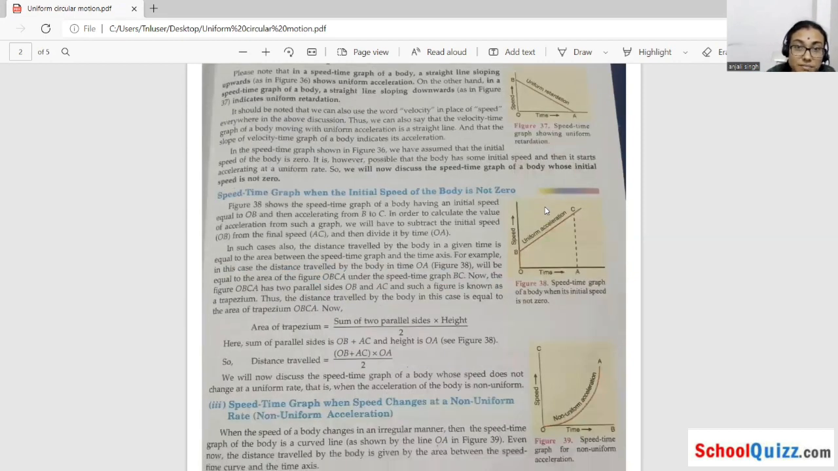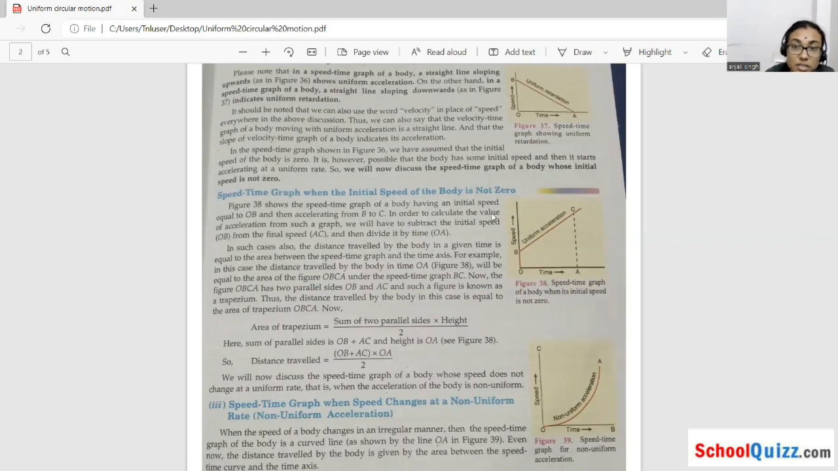So the next graph is again a speed time graph. Here it is again a uniform acceleration, but the acceleration is decreasing. I told you the decreasing acceleration is known as retardation. So this is the graph of uniform retardation, or you can say deceleration, or negative acceleration. Clear?